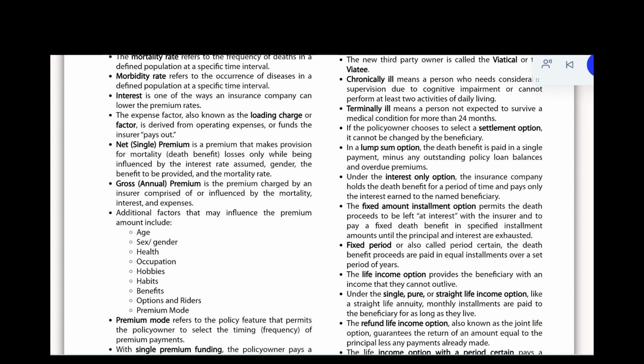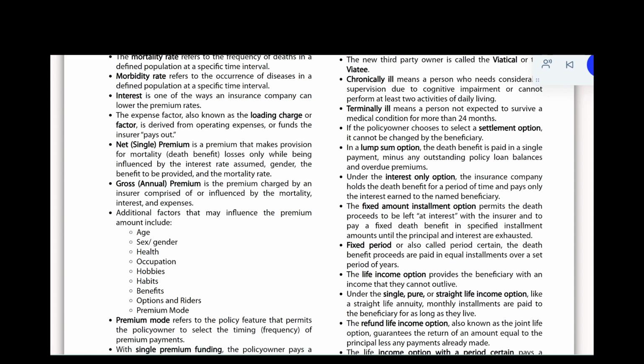In a lump sum option, the death benefit is paid in a single payment, minus any outstanding policy loan balances and overdue premiums. Under the interest-only option, the insurance company holds the death benefit for a period of time and pays only the interest earned to the named beneficiary. The fixed amount installment option permits the death proceeds to be left at interest with the insurer and to pay a fixed death benefit in specified installment amounts until the principal and interest are exhausted.